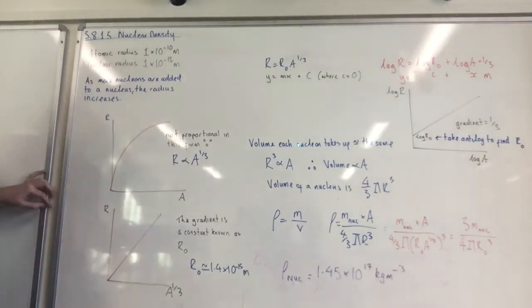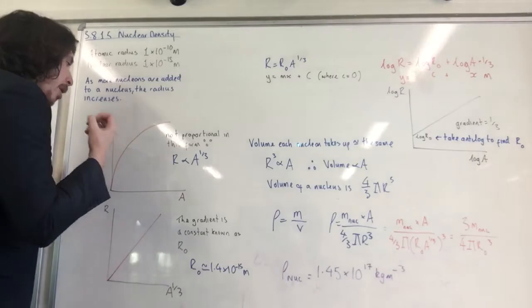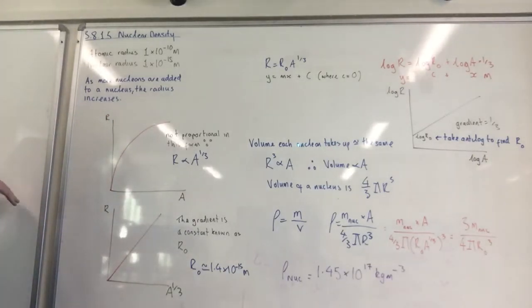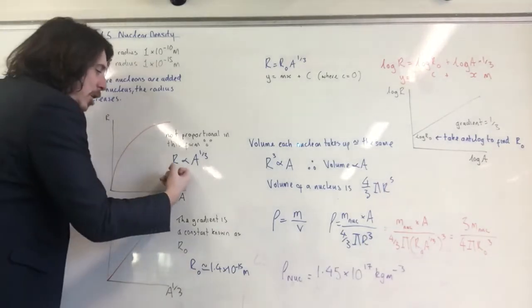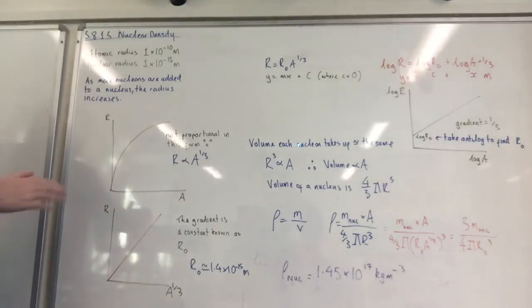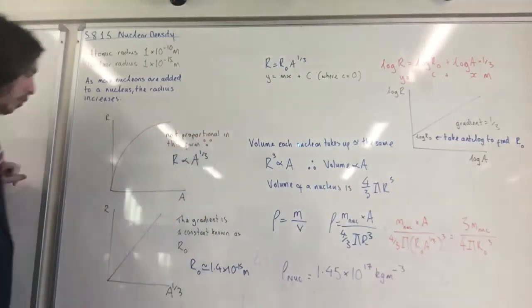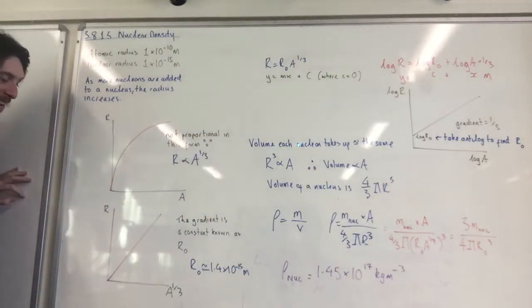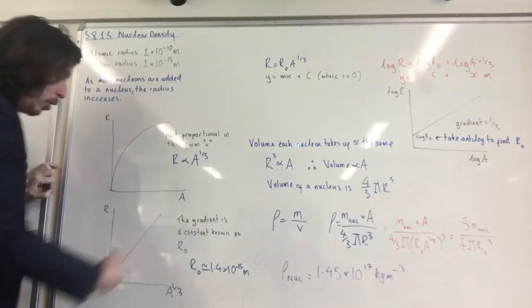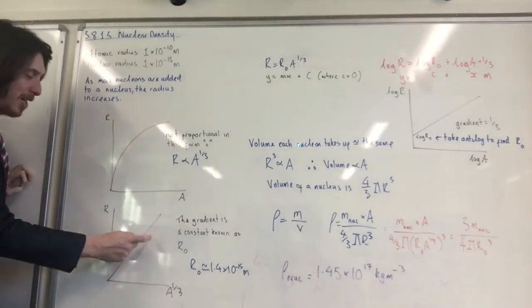That's the worst whistle ever. So, what we can see is radius is not proportional to the number of nucleons. And this is because radius is actually proportional to the cube root of the number of nucleons, which is what this shape is. So, if we were to plot radius against the cube root of the number of nucleons, hey, it's directly proportional. But what does that gradient mean then?